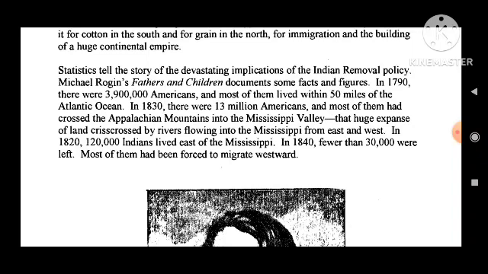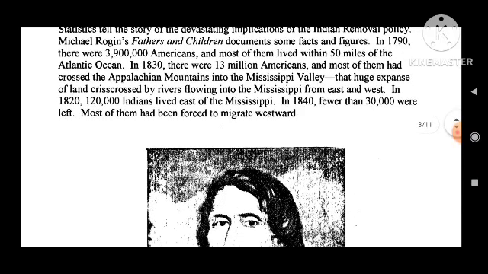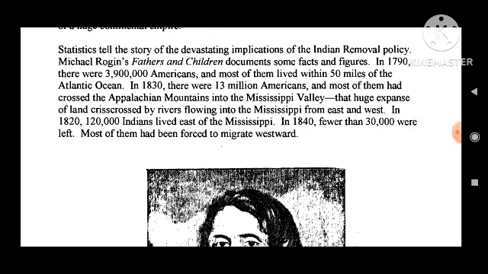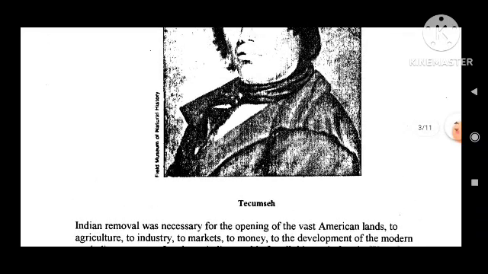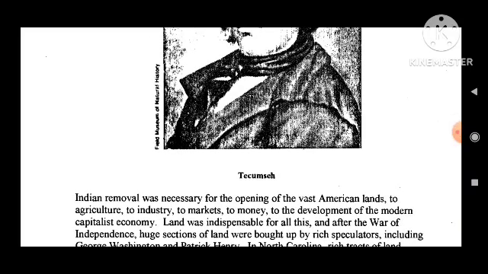In 1820, 120,000 Indians lived east of the Mississippi. In 1840, fewer than 30,000 were left. Most of them had been forced to migrate westward. Okay. So, Indians were forced to migrate westward. This is statistical data you can see. Here is the picture of Tecumseh.